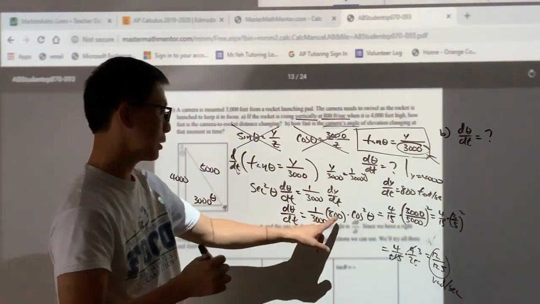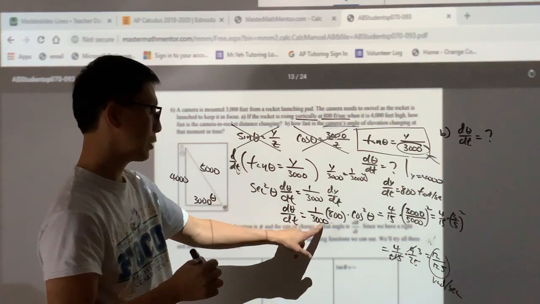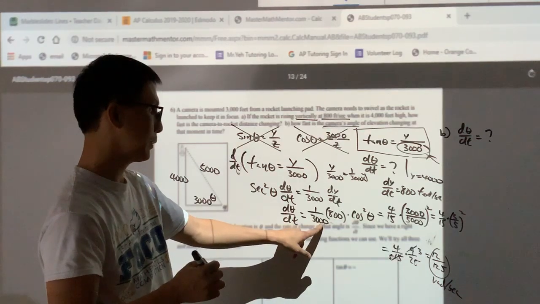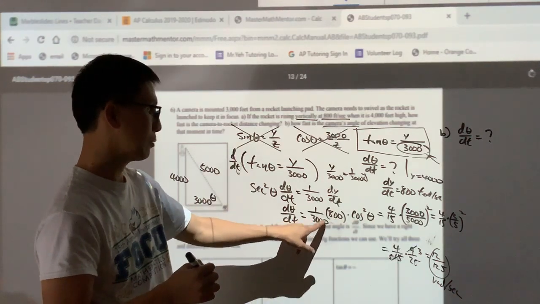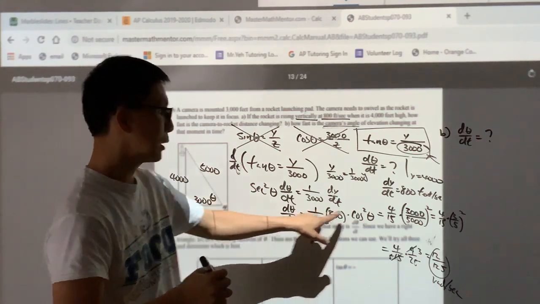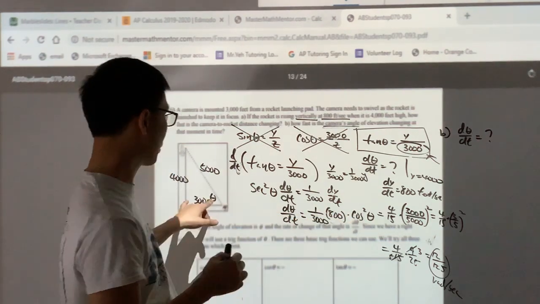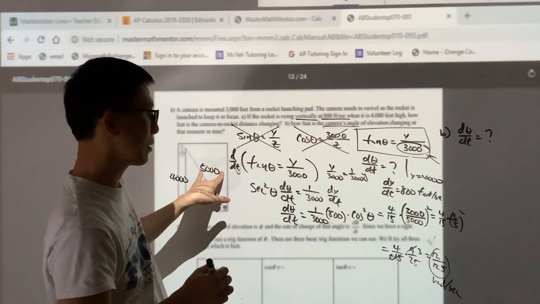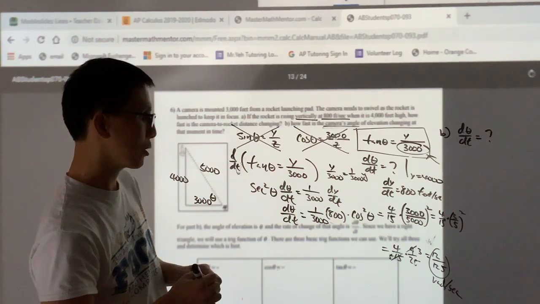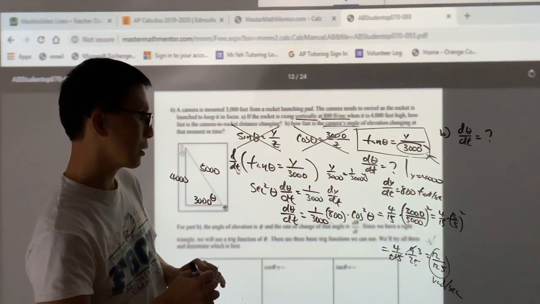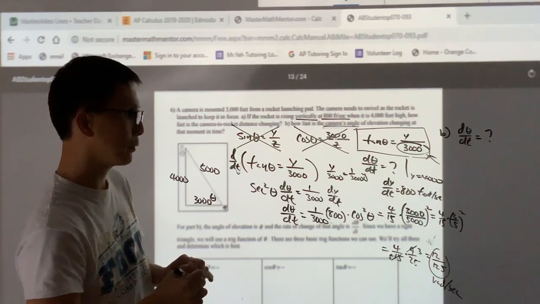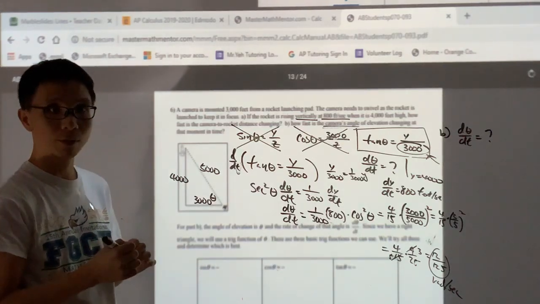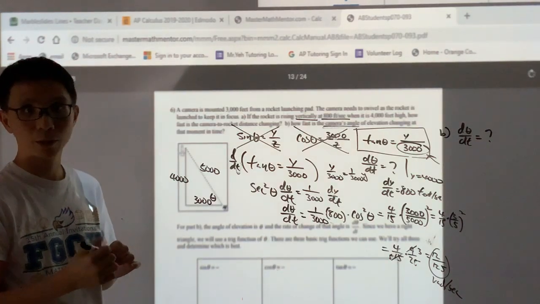So again, 800 and 30,000, that's going to be 4 over 15, because the 100 cancels out. Now cosine of theta is equal to this over this, so it'll be 3 over 5, so that will change to 9 over 25. So that's going to be 12 over 125, which is radian per second. So that's it. Any question, Bridget?